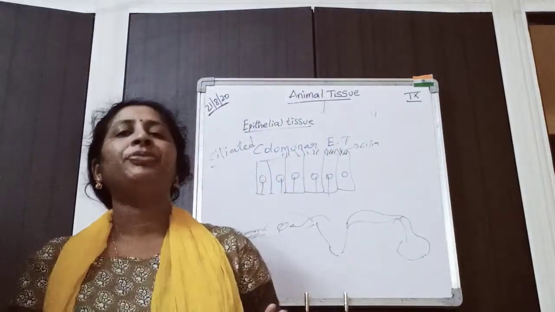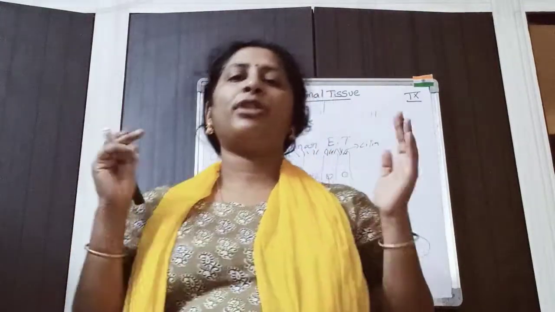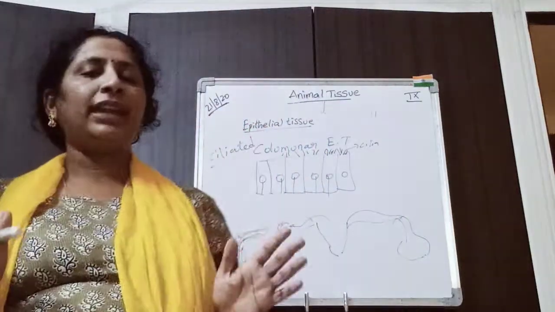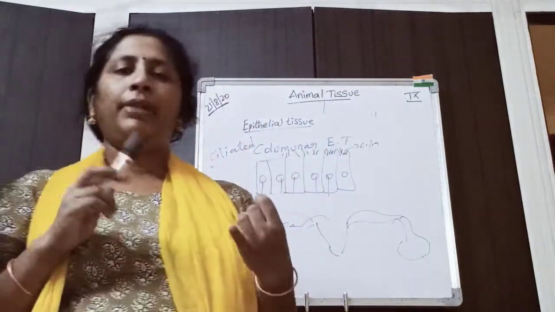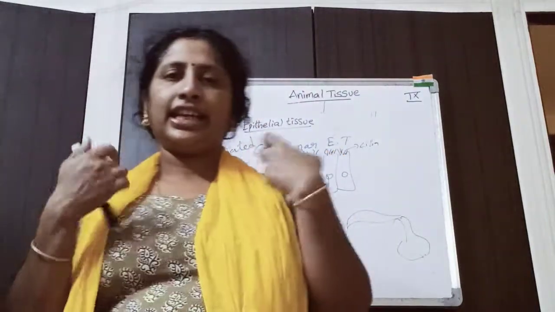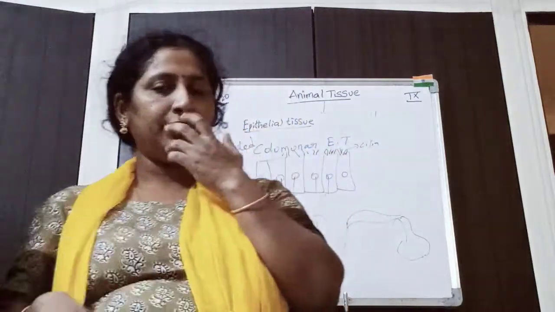So just remember, columnar epithelial cells are column shaped, compactly packed with a prominent nucleus. What is the main function of columnar epithelial cells? Their main function is secretion and absorption. Where are they present? They are present mainly in the lining of the small intestine, where the intestinal juice is secreted and absorbed for complete digestion of the food.